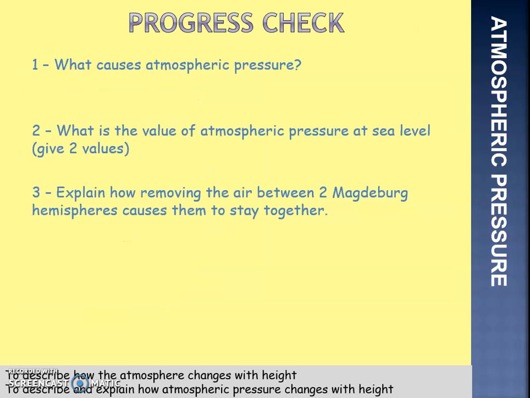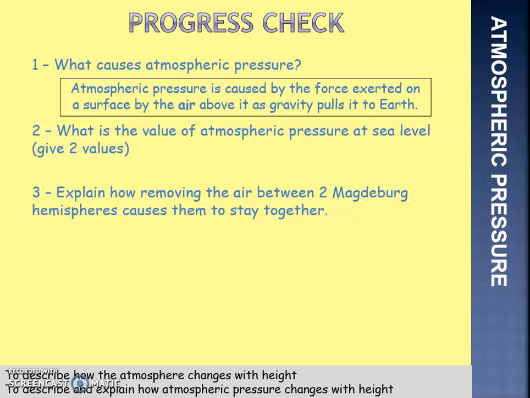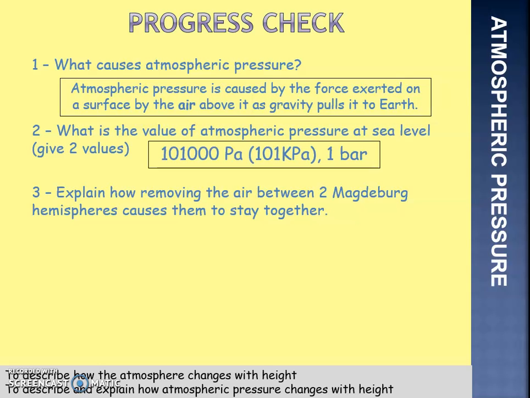Okay, I've got some questions for you to do here. If you could pause the video and answer those first 3, restart when you'd like the answers. Okay, 1. What causes atmospheric pressure? It's caused by the force exerted on the surface by the air above it as gravity pulls it to Earth. What is the value of atmospheric pressure at sea level? Give 2 values, 101,000 pascals or 1 bar.